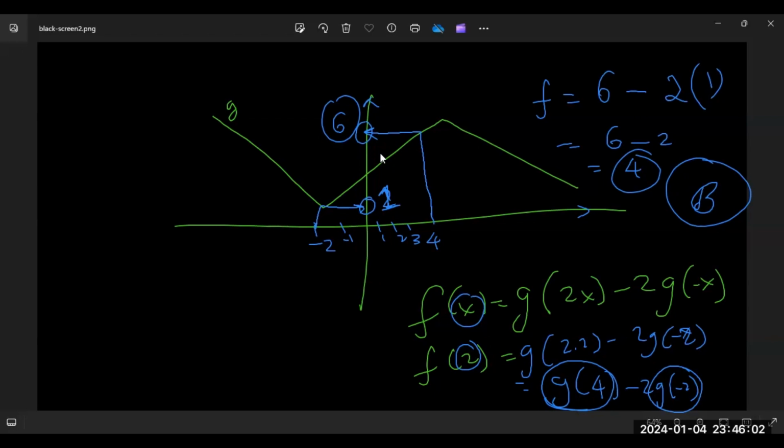Is it clear? Okay. Just two simple concepts, guys. I know it's already time, almost time.